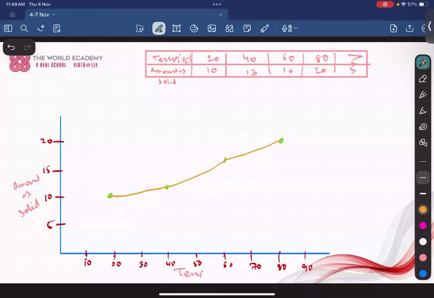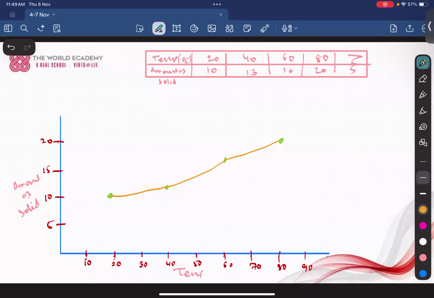Got it? So, in the question, they have said plot a graph of the amount of solubility against temperature. The next question, what does the graph indicate about the effect of temperature? So, what does it indicate? When you increase the temperature, solubility will increase. Correct? Okay.